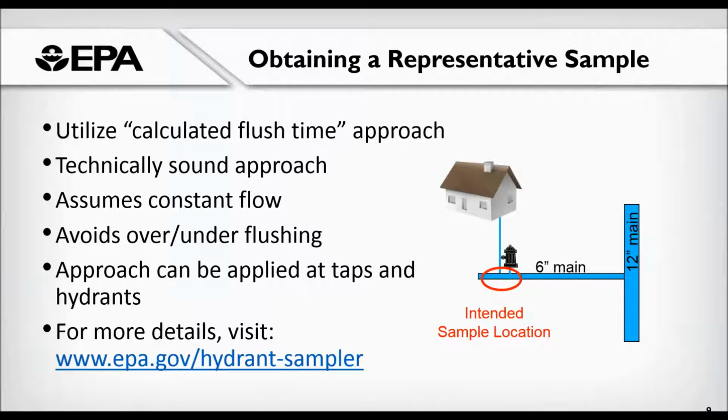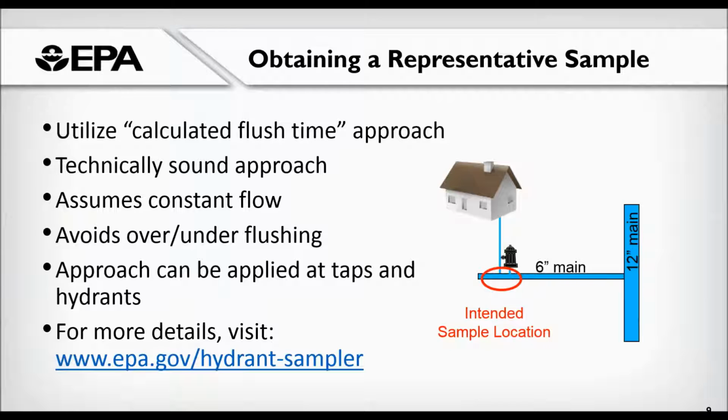So next I'm going to discuss our calculated flush time approach, or how to collect a representative sample. What we've learned just by working with various water systems is that flushing practices really vary significantly throughout the industry. And we've seen a lot of different things. I'm just going to talk about a few here.